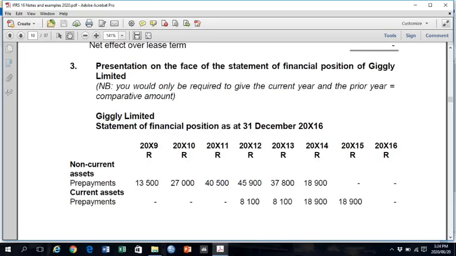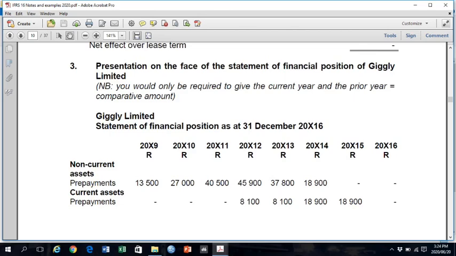IFRS 16 leases. The objective of this video is to explain the presentation on the face of the statement of financial position of either a prepaid lease expense or an accrued lease expense when you are dealing with a low value asset lease and the company has applied the recognition exemption.